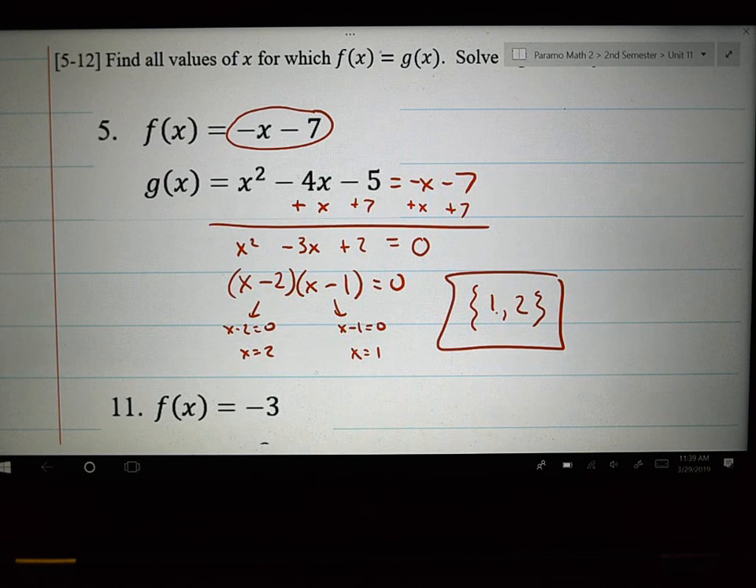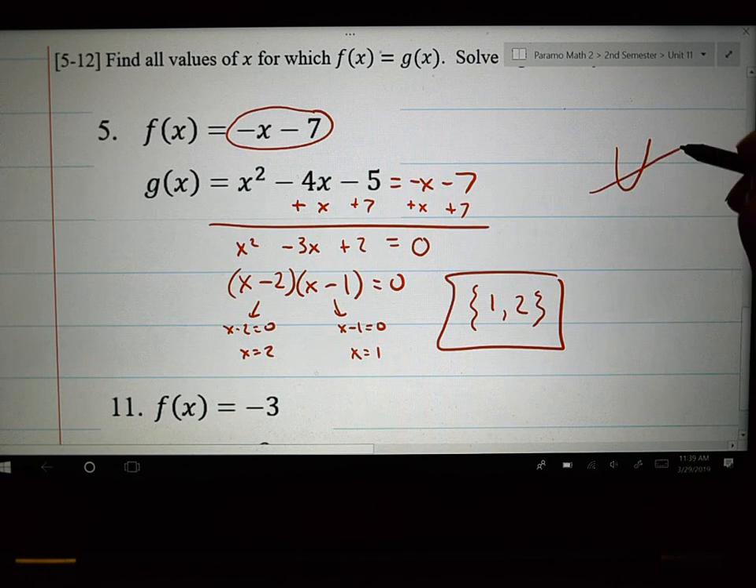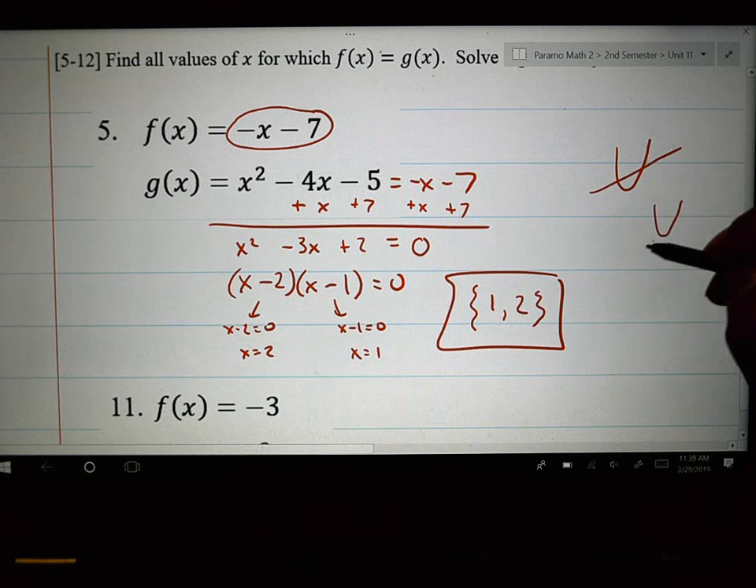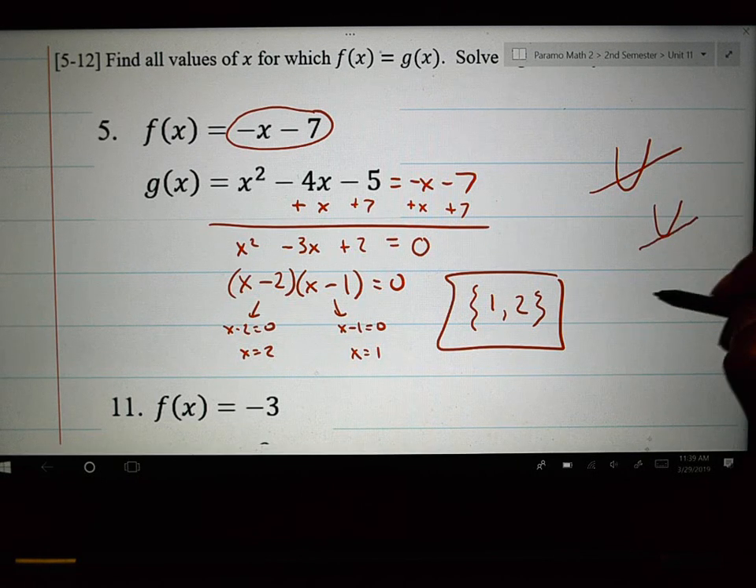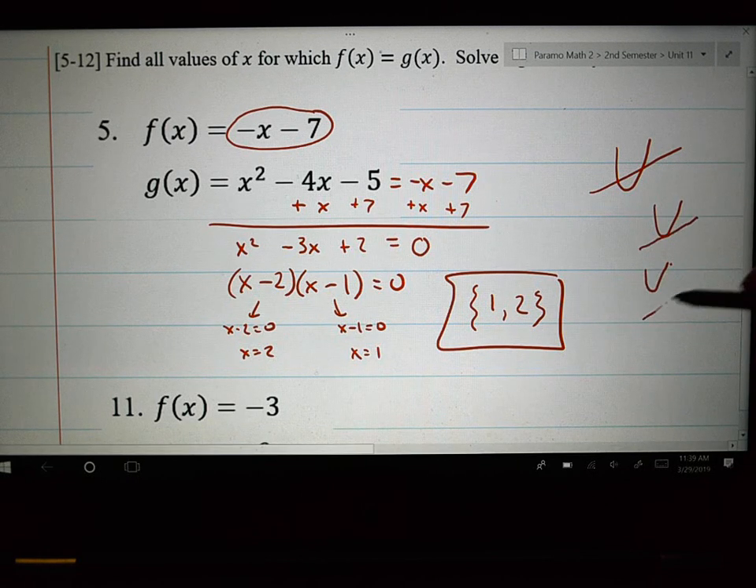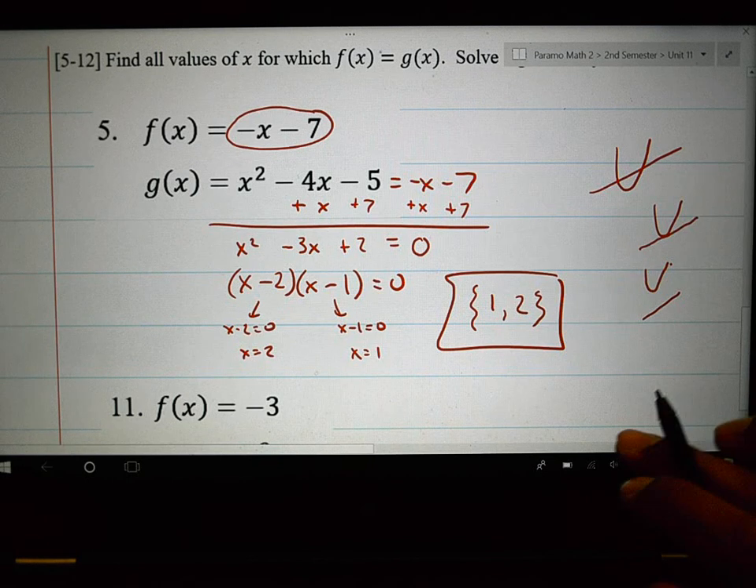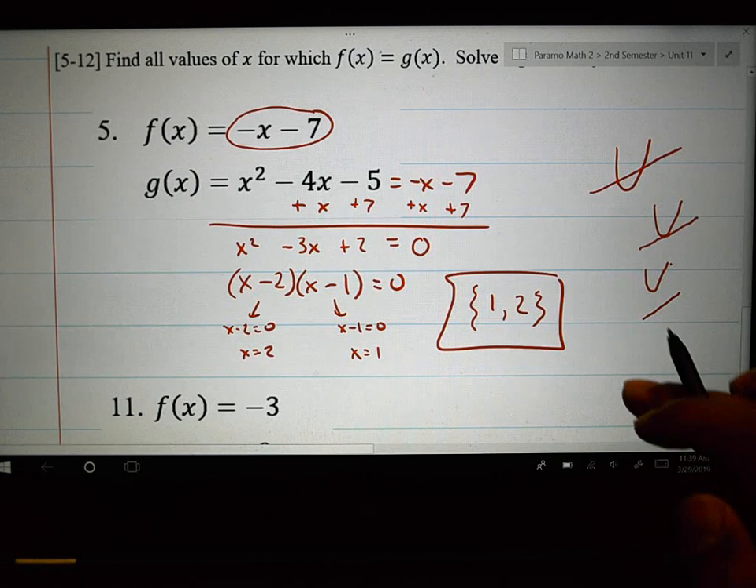Most of the time, you will have two solutions because a parabola and a line cross each other in two spots. But it is possible for it to touch in one spot, or it is possible for it to not touch at all. So keep that in mind. Two solutions because it crosses in two places.